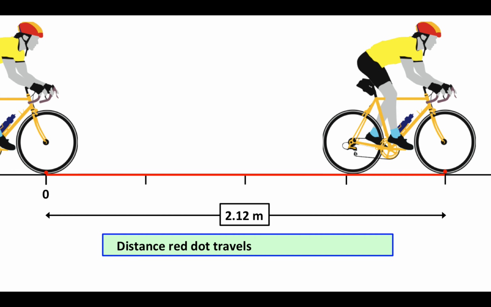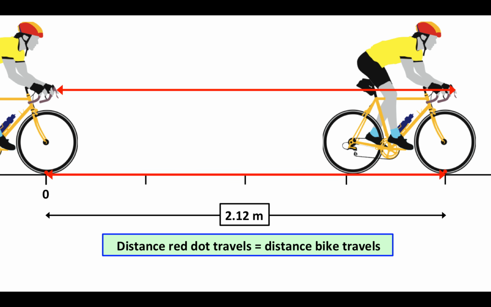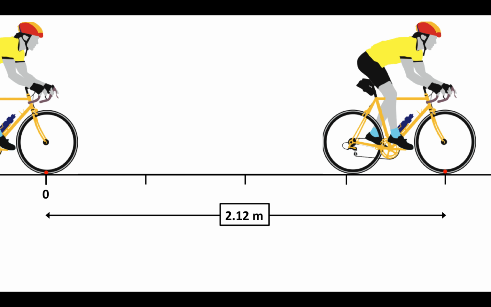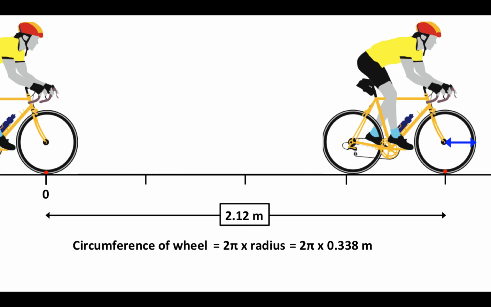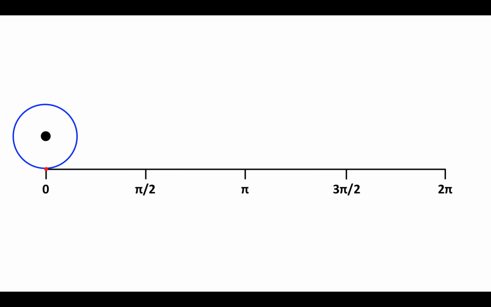Now the distance that red dot travels is clearly 2.12 meters. The distance here that the red dot travels has to be the same as the distance that the bike travels. The circumference of my wheel is 2 pi times the radius, which is 2 pi times 0.338 meters, which is the radius of the wheel, and that has to be equal to 2.12 meters. Here is the wheel at the start. We're going to let the wheel roll out one complete circumference.